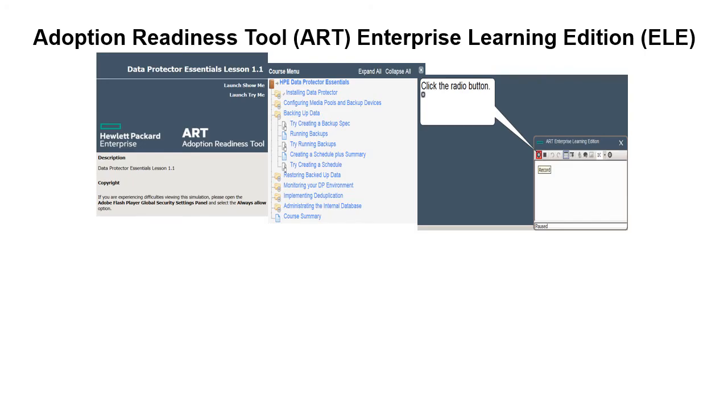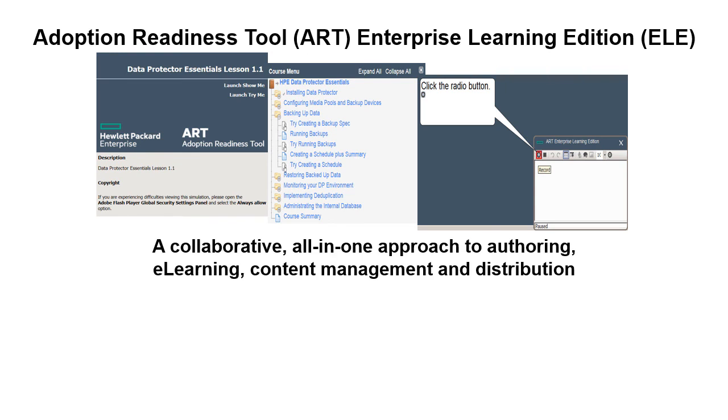The Adoption Readiness Tool, or ART, Enterprise Learning Edition, or ELLE, are made up of two components. One's a client component, which you just saw, and the other one is a server component. Together, they form a collaborative, all-in-one approach to authoring, e-learning, content management, and distribution. You can create content, as you've seen. You can do recordings, documents, courses, things like that. And this is, of course, on the client side.